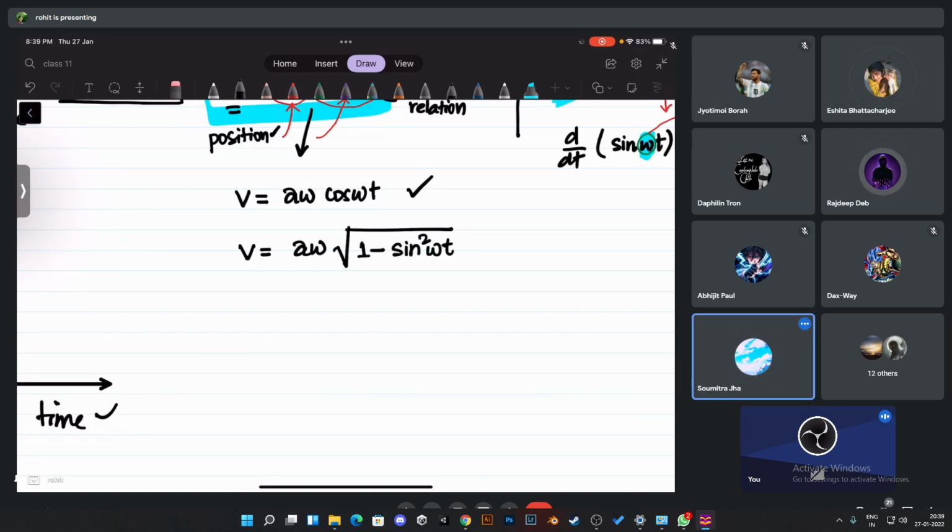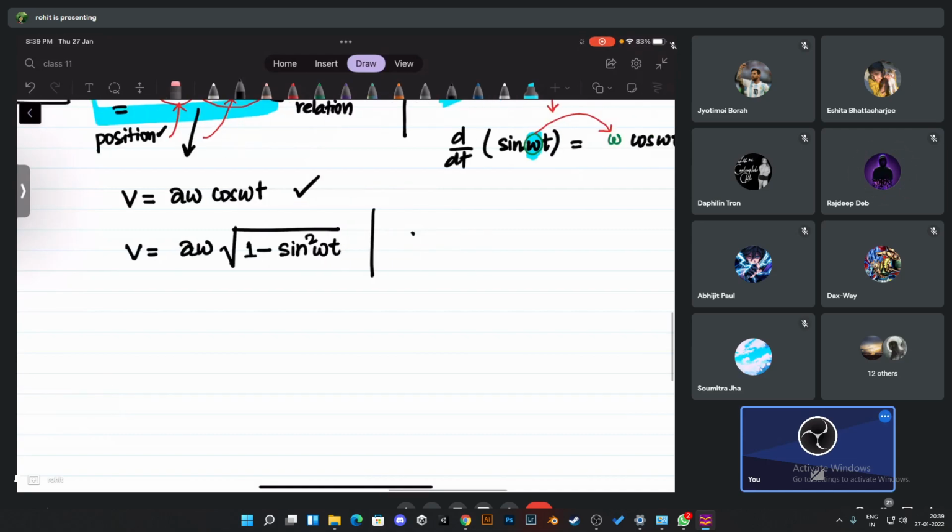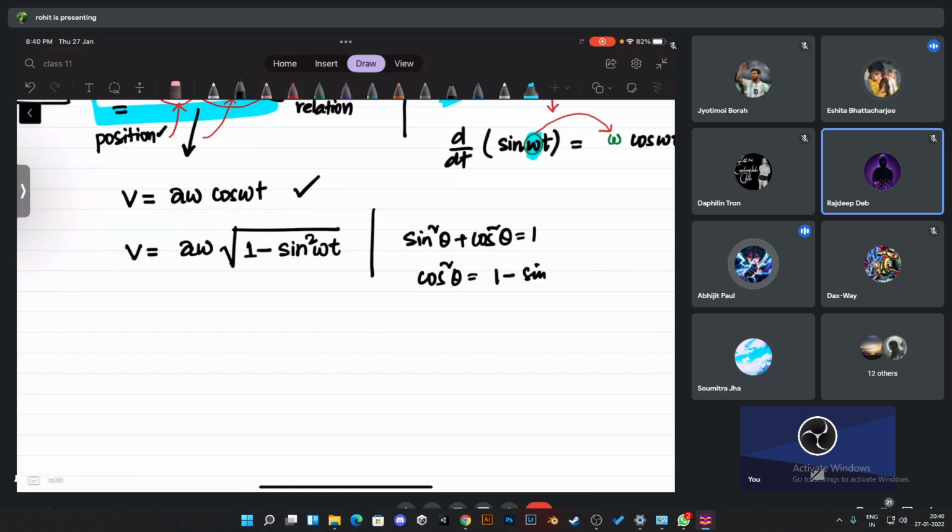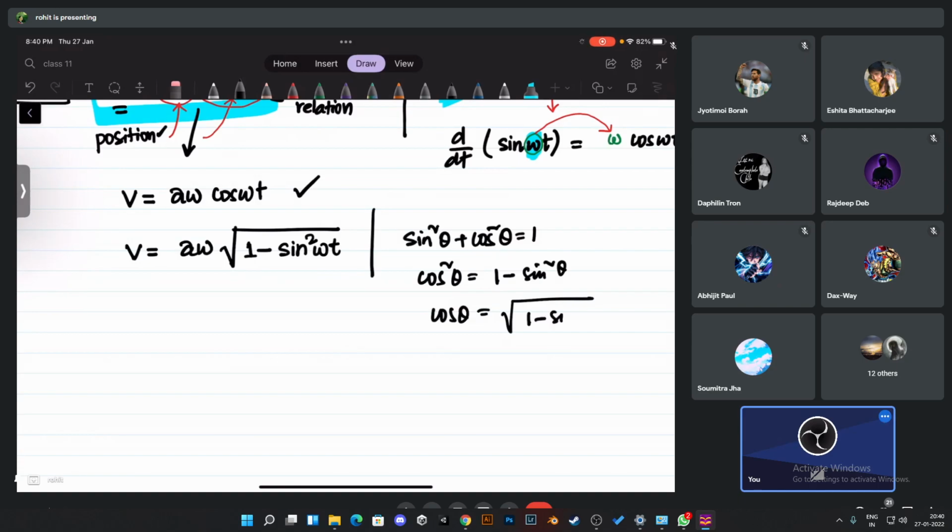This you have seen since class 10, because sine square theta plus cos square theta equals 1. So cos square theta will be equal to 1 minus sine square theta. So cos theta will be equal to root over 1 minus sine square theta. That is what I've used. You can check. In place of cos, I can write root over 1 minus sine square theta. You got my point. Although I'm speaking fast, I think it's fine.